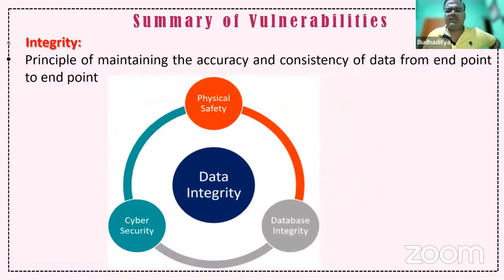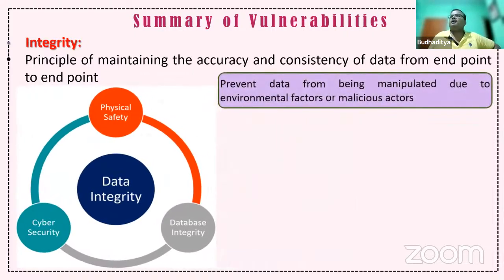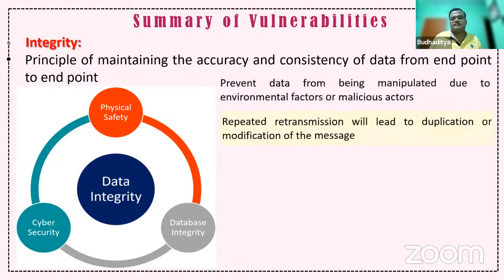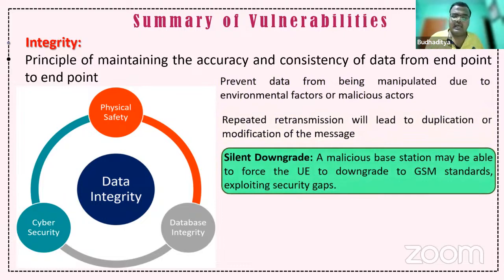Going further, we have integrity. I think we can skip a little on that, because integrity is where, without our authority, someone is manipulating our data. Repeated retransmission will lead to DoS, the duplication or denial of service. Silent downgrade also is a factor, where a malicious base station may force a user to downgrade to the GSM standard. He is having a 5G connection, but is forced to take the lower end. And when it goes to a lower generation, it becomes vulnerable to security attacks. So that is another problem with 5G integrity that needs to be taken care of.